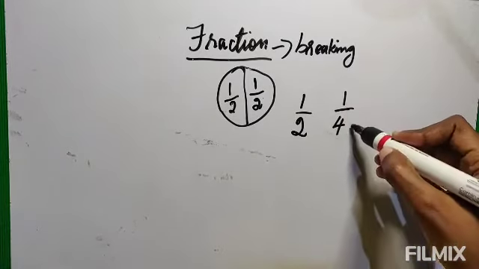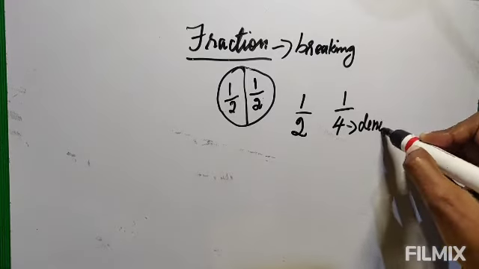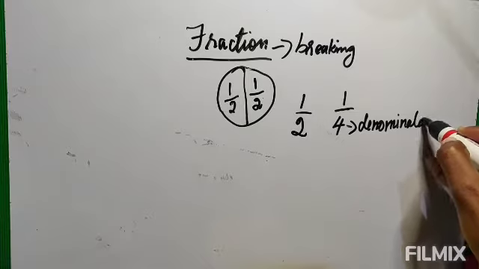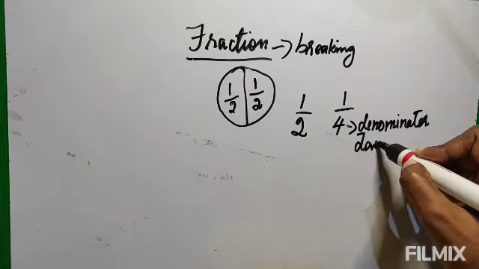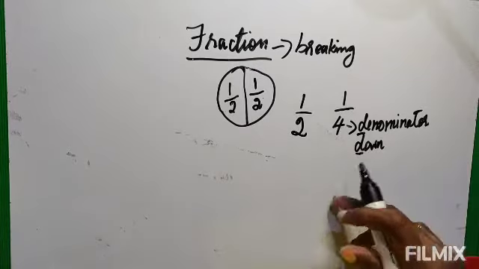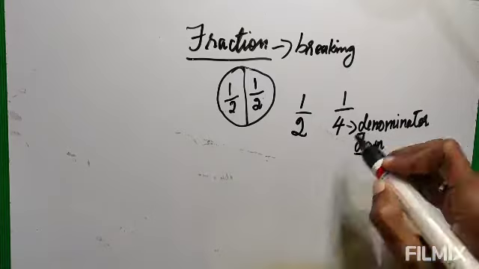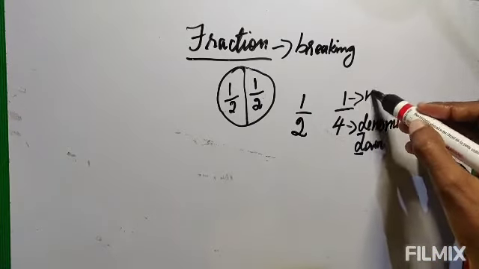So the bottom one is called the denominator. The bottom number is called the denominator. So remember D for down. Don't forget which is the denominator. In downward, the first letter is D. In denominator also, the first letter is D. And the top number is called the numerator.